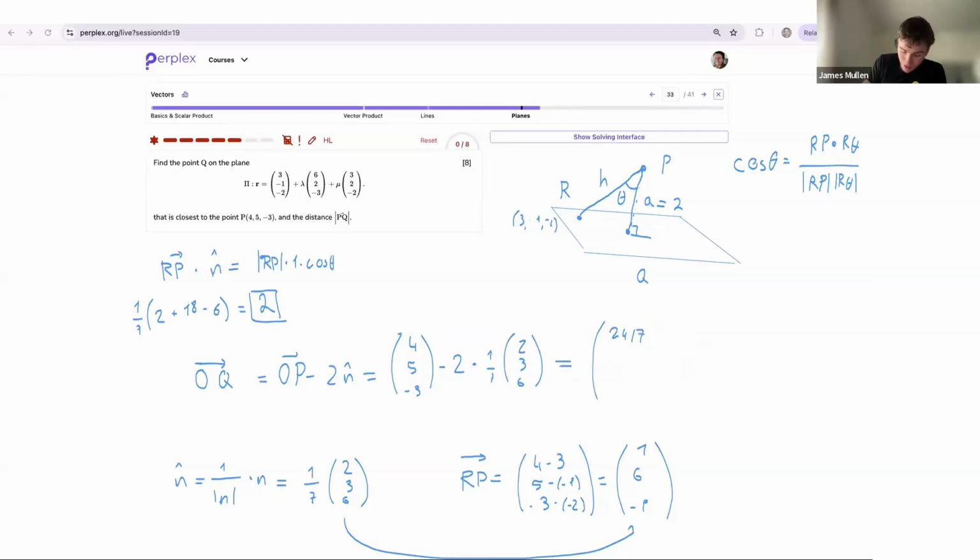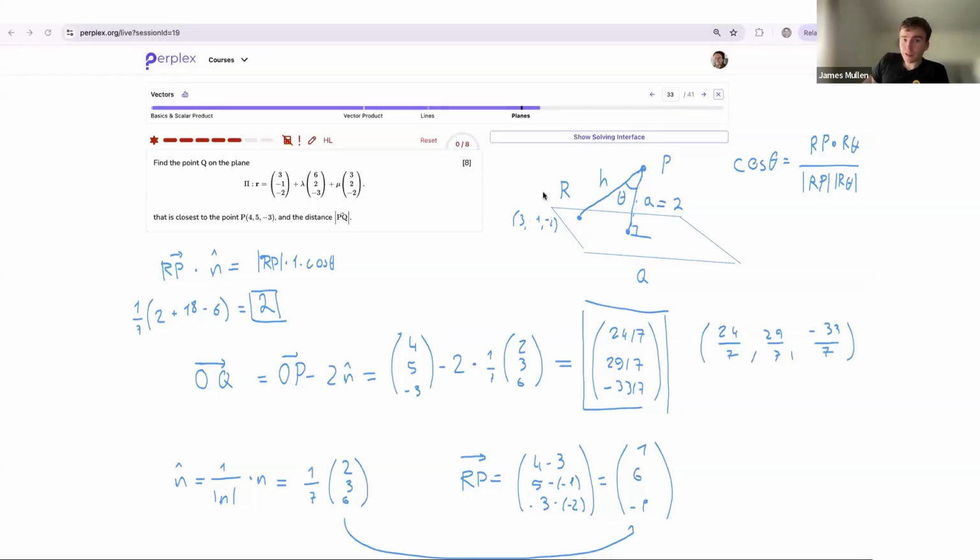Then that 5 becomes 35 over 7, minus 2 times 3 is minus 6 over 7, so I'm going to get 29 over 7. And then finally, I'm going to have minus 3 is negative 21 over 7, minus 12 over 7, so that's going to be negative 33 over 7. And that is the point Q, okay? So you can put it also in coordinate form, 24 over 7, 29 over 7, minus 33 over 7. Both are fine, okay?